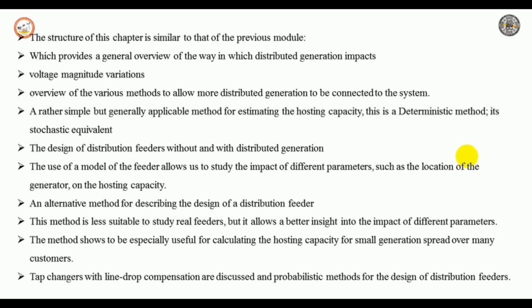Tap changers with line drop compensation are discussed here in this module, and the probabilistic method of designing the distribution feeders is also discussed.